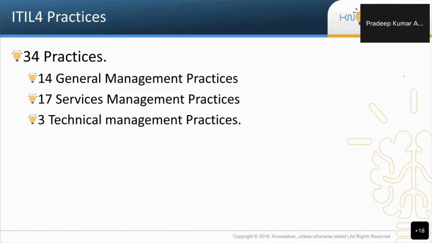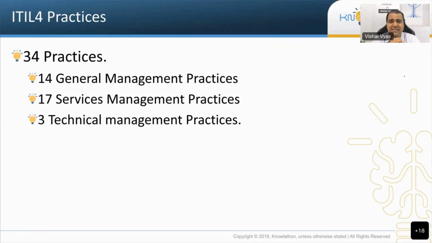Then there are practices which have been core to service management, right from ITIL version 1, ITIL version 2, ITIL version 3. These practices have been here all the time. ITIL always worked on, always wrote about, always advised on those practices. Those are called service management practices, or SM practices. How many are there? 17 service management practices.